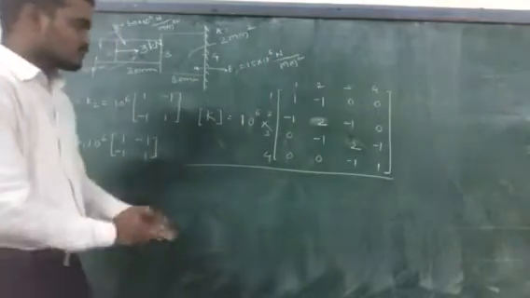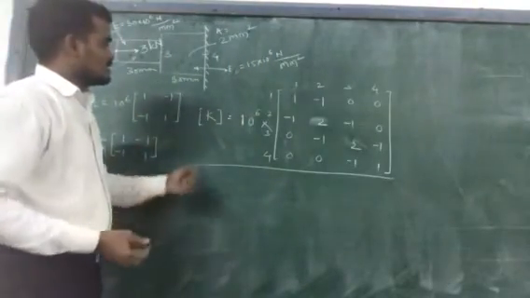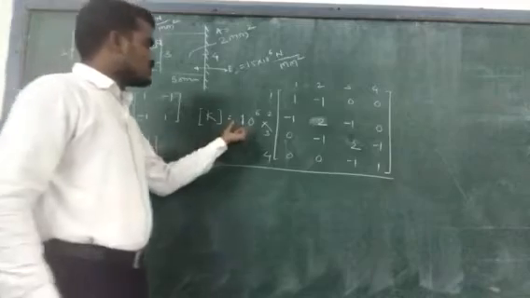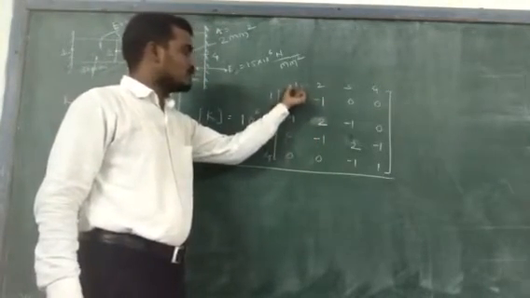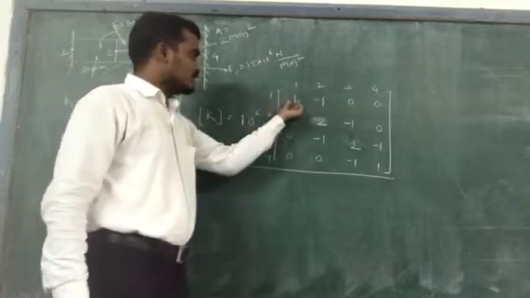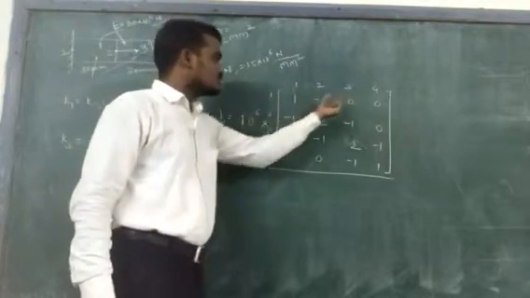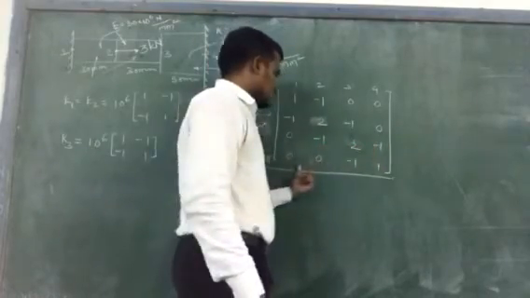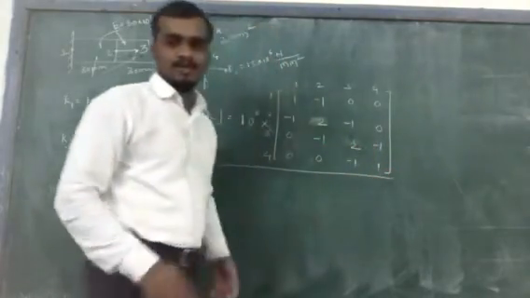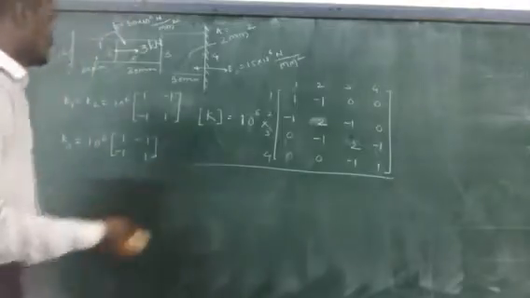So this K will become equal to 10 raised to power 6, with rows and columns 1, 2, 3, 4, and it will be written as 10 raised to power 6 into [1 minus 1 0 0; minus 1 2 minus 1 0; 0 minus 1 2 minus 1; 0 0 minus 1 minus 1]. Okay, so now next is what?